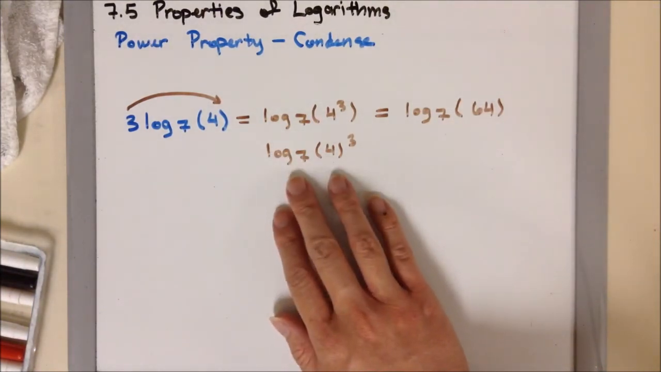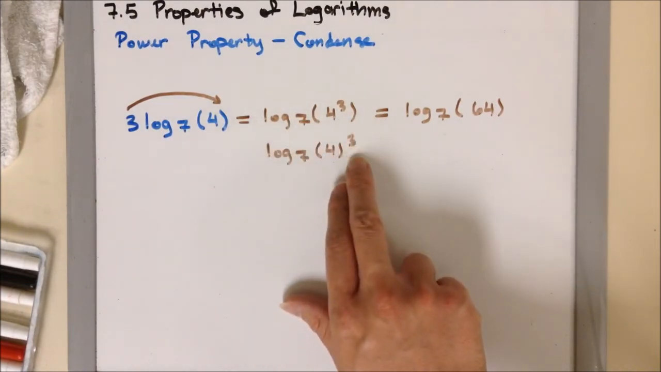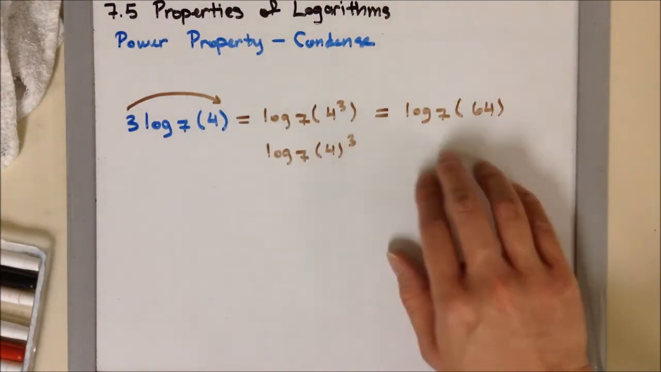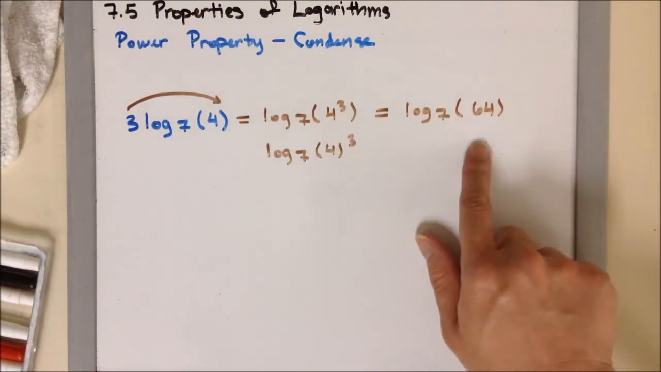Now here, we condense by moving the 3 next to the 4 and writing it as an exponent. If you're asked to simplify, then continue. So you raise 4 to the third power, and we get 64.